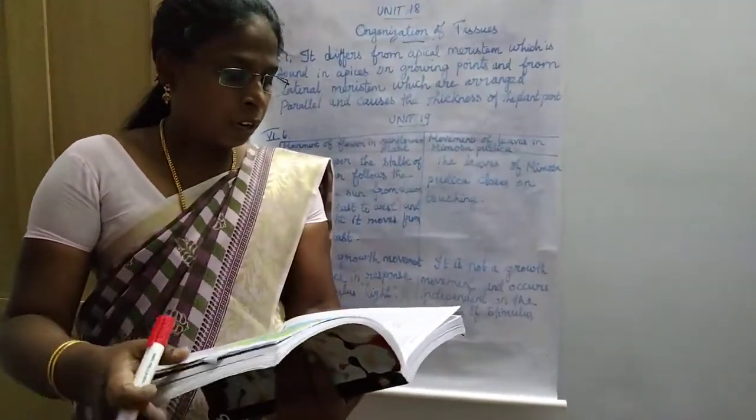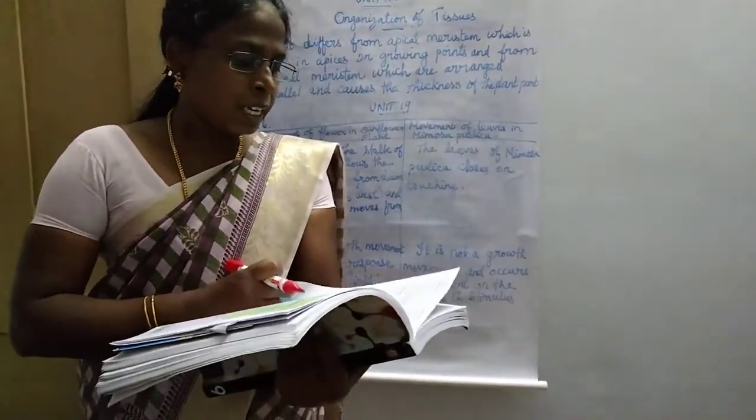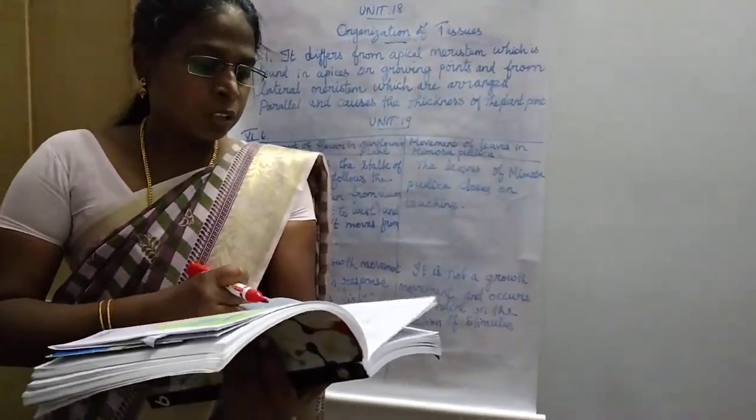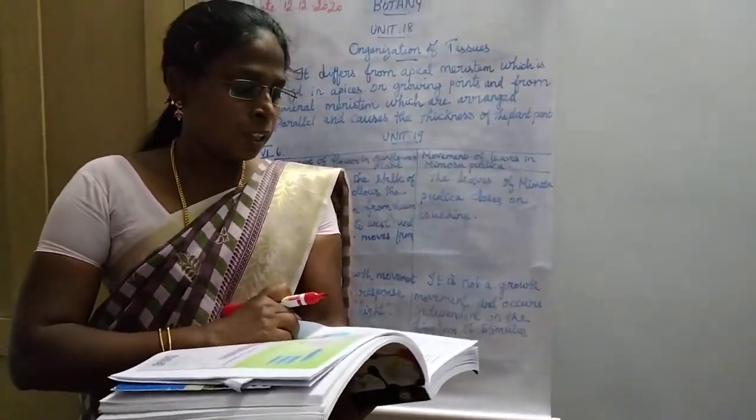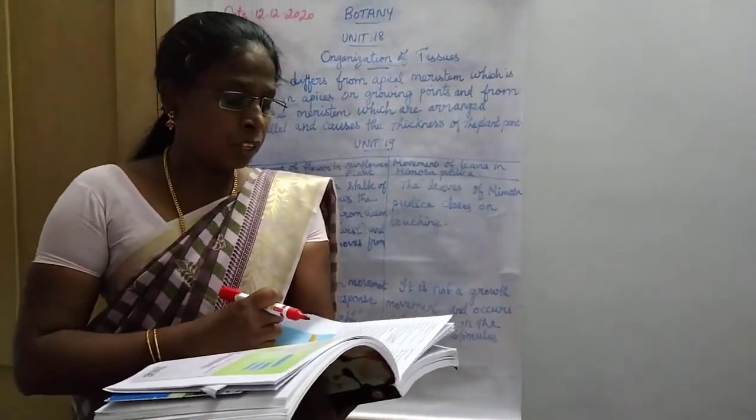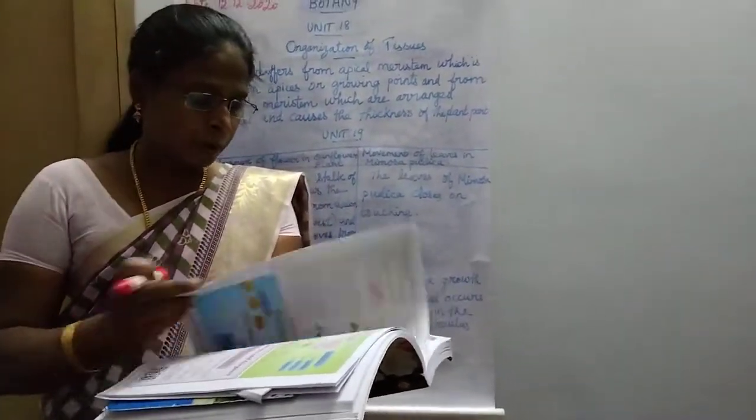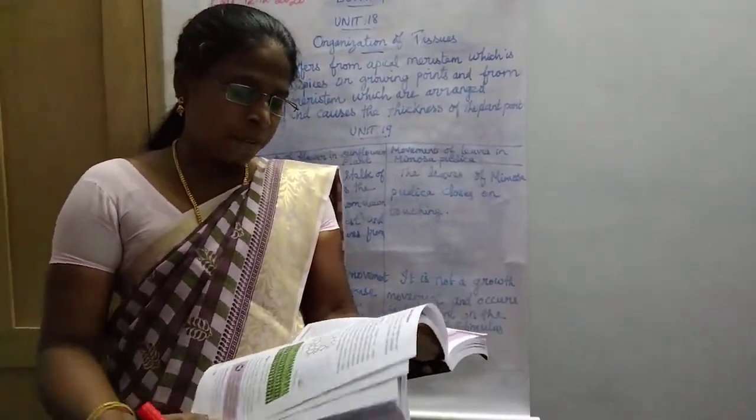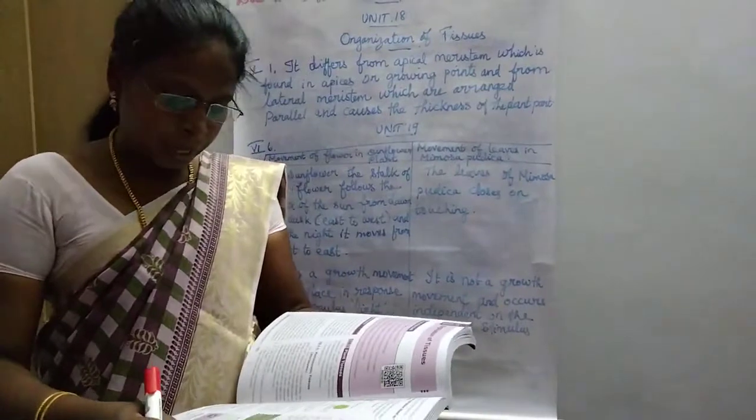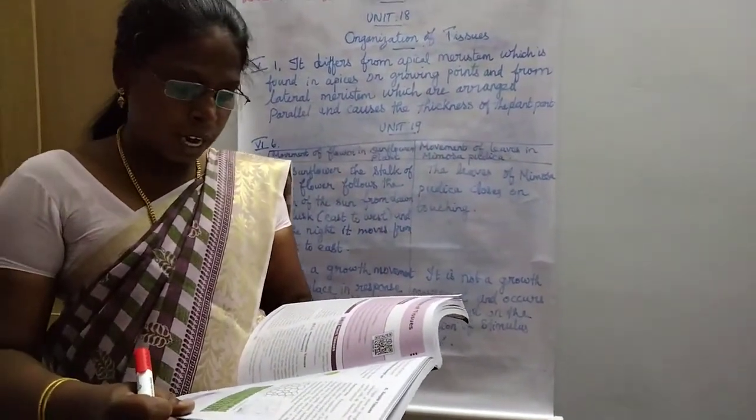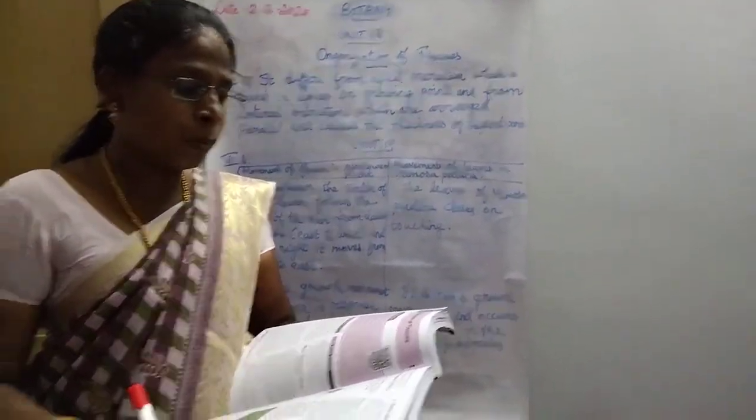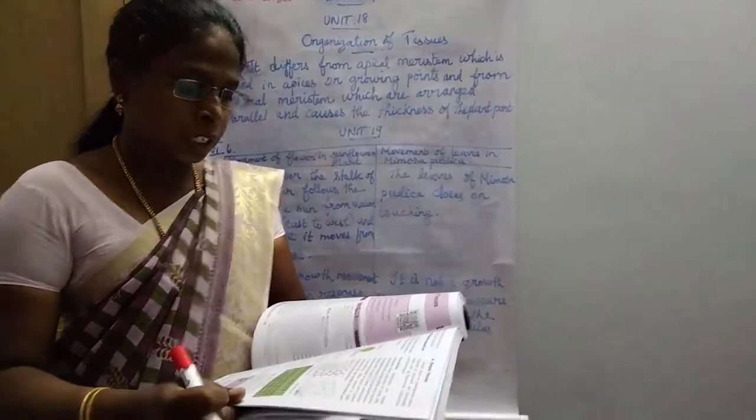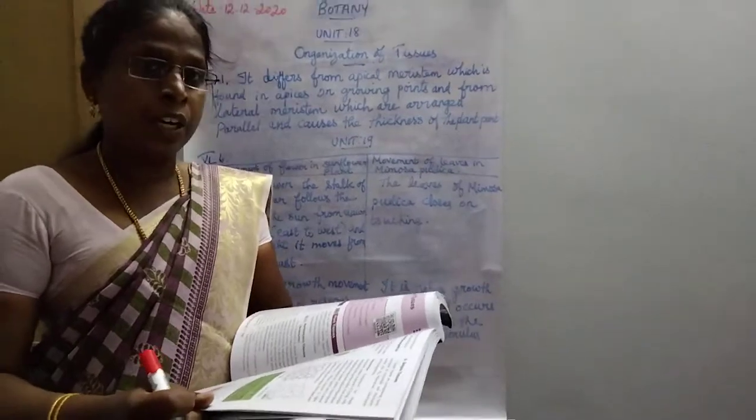That question you can mark. What are intercalary meristems? How do they differ from other meristems? In this question, two questions are there. For the first question's answer, take page number 211. What are intercalary meristems? The side heading is types of meristem based on position. Under that, the second heading is intercalary meristem.